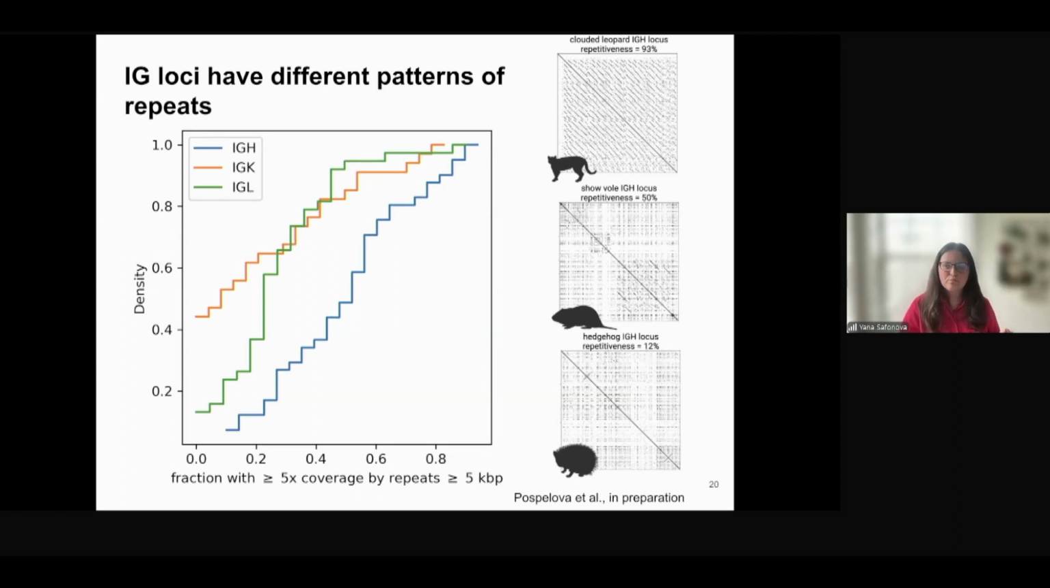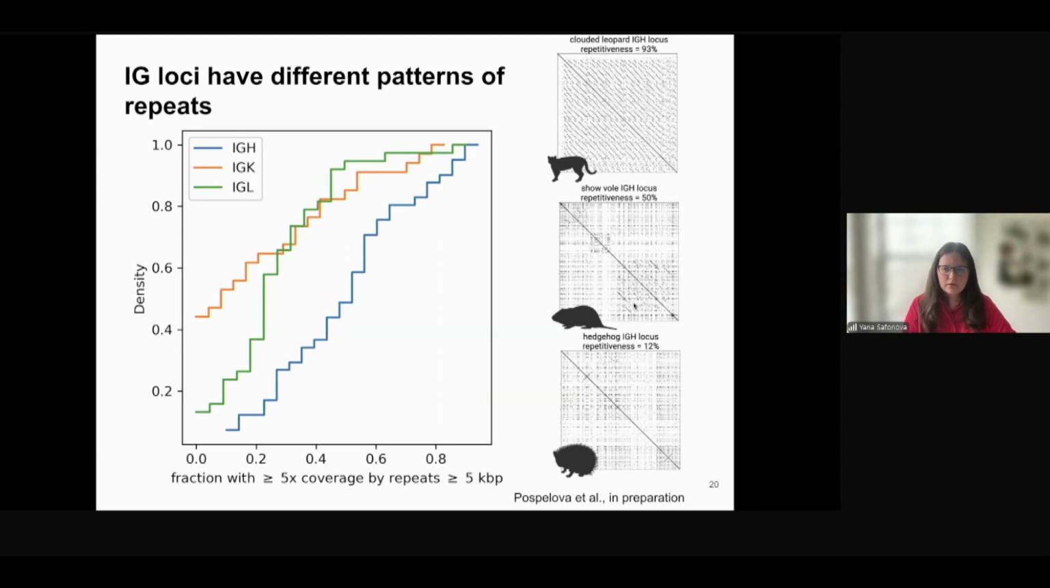Again, less than 2%. However, we see that the clouded leopard IgH locus is formed by repeat units. And also, the cattle IgH locus is formed by very different but still repeat units. So this repetitive structure is a common feature that can help us to compare phenotypes and genotypes of immune systems.